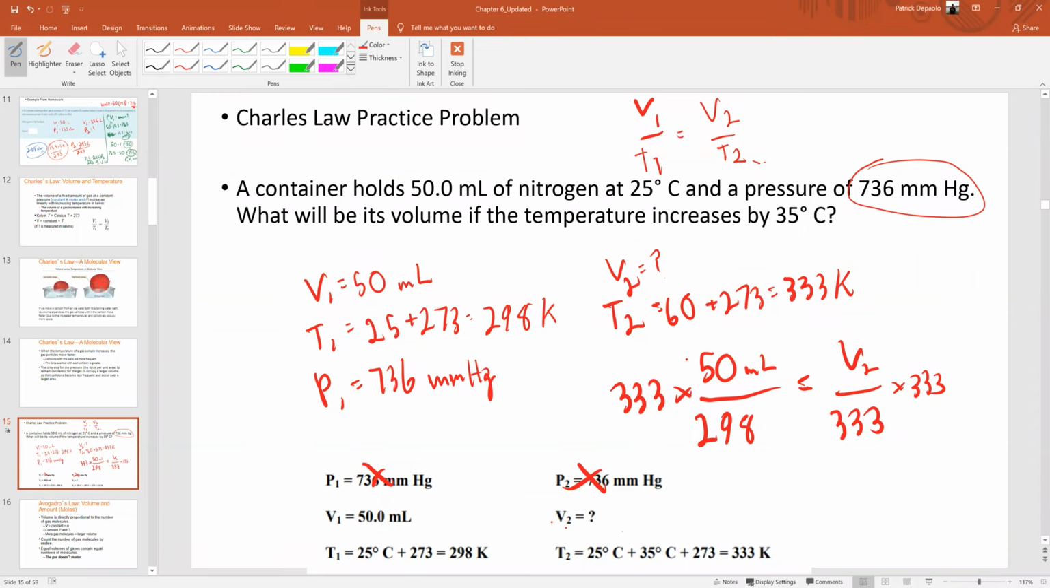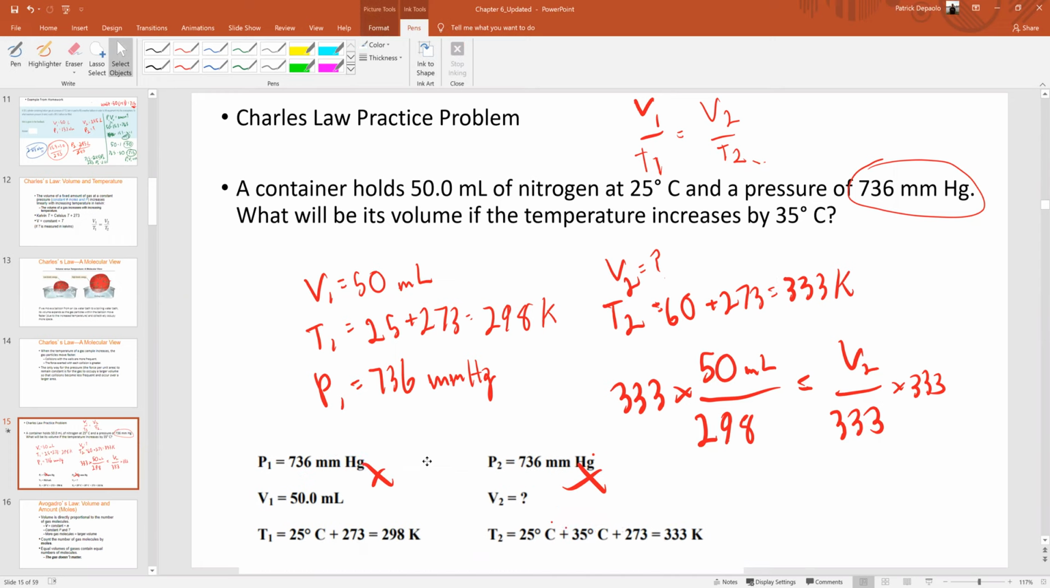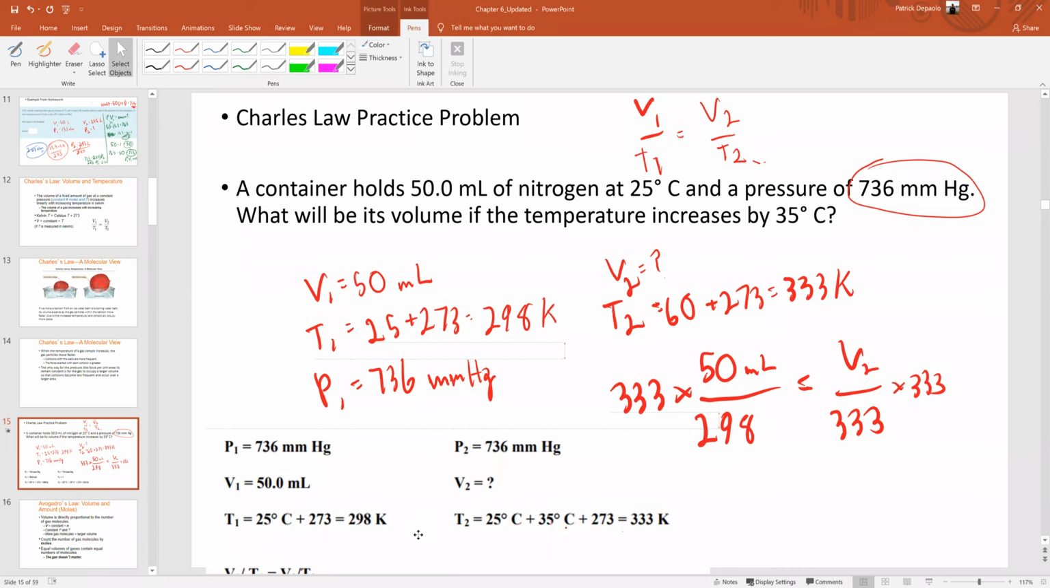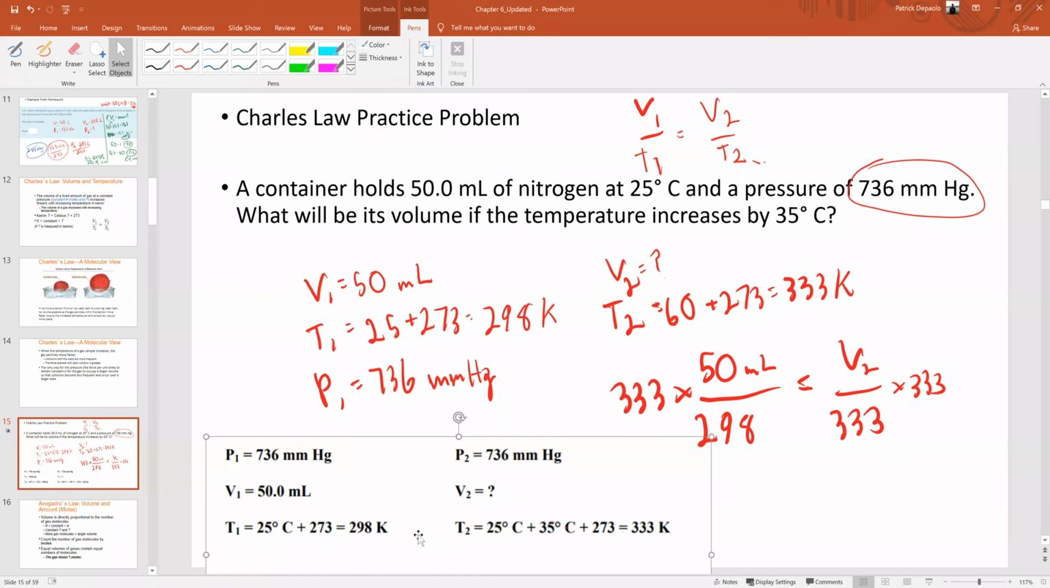Question? Yes. We need to use Kelvin if we want to use any of these gas laws. Every single one of these laws, Kelvin is your go-to. You have to use it for temperature. So for temperature, for every law, temperature is always Kelvin.